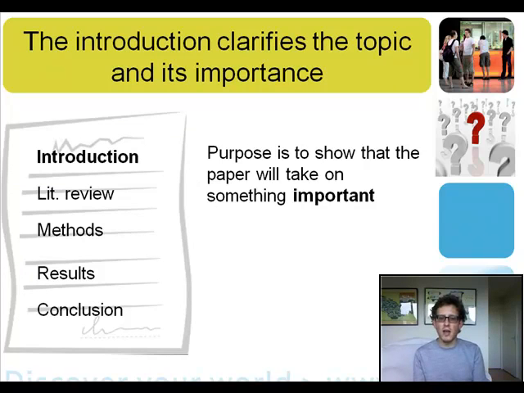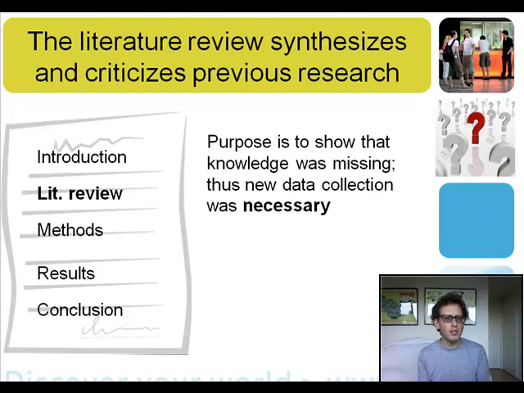The introduction clarifies the topic and its importance. The purpose of this section is to show that the paper is going to take on something important, that the topic is somehow meaningful, significant, that it's a problem for industry. The next section, the literature review, synthesizes and criticizes previous research. So previous research, other scientific articles, represent what we know about a topic at that particular point in time.